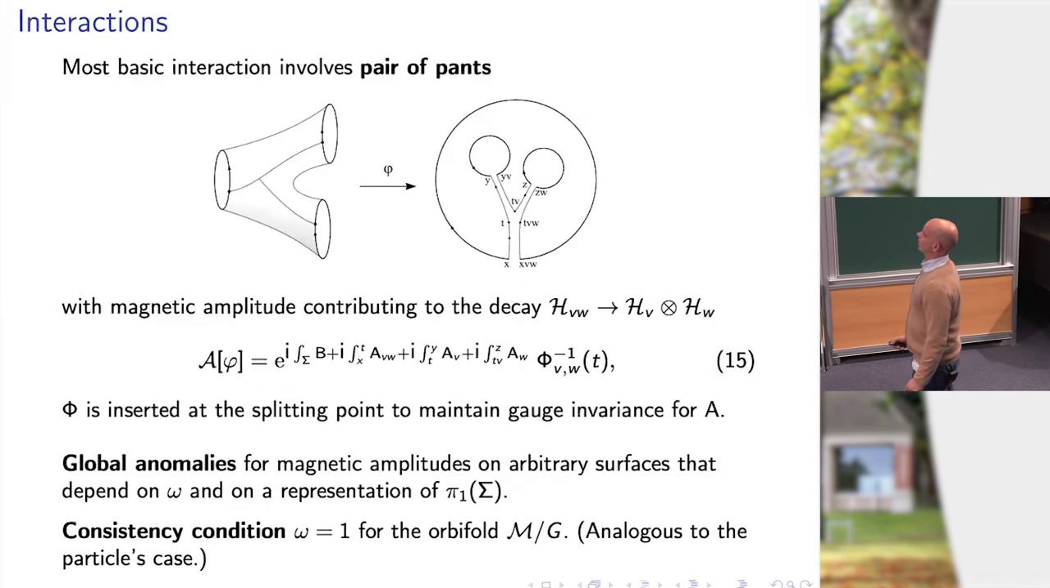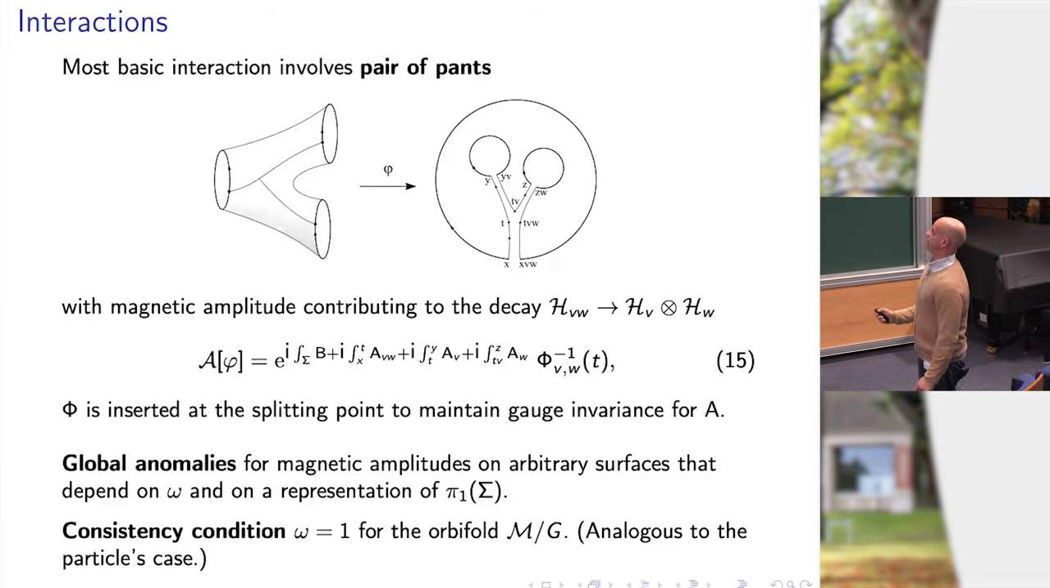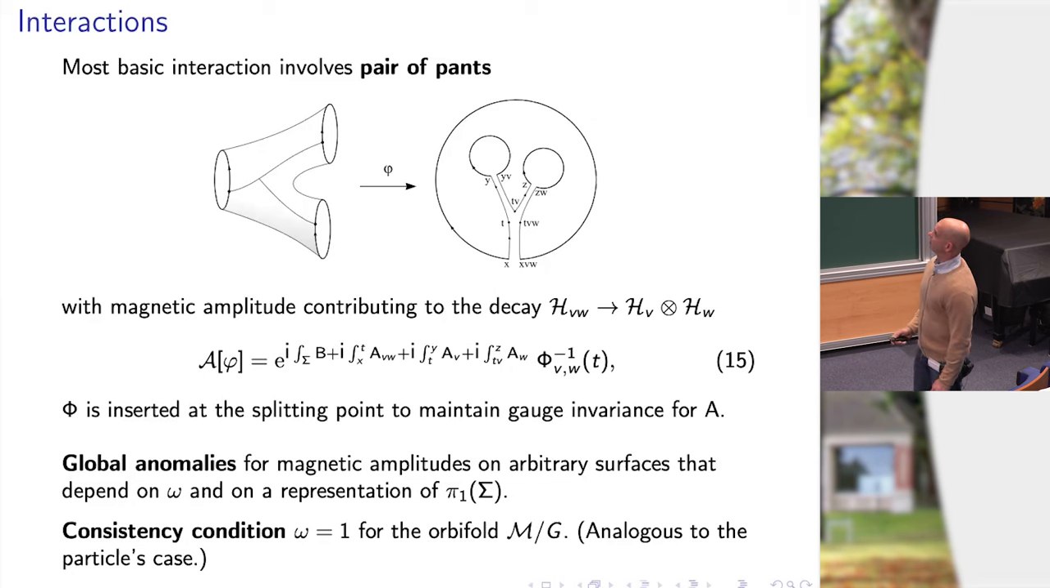A very similar thing takes place for the interaction. So if you want to define an interaction of the free string, then you have to take your pair of pants and cut it in order to make it simply connected. Then all the cuts are equipped with windings, and the resulting magnetic amplitude takes this form. Okay.